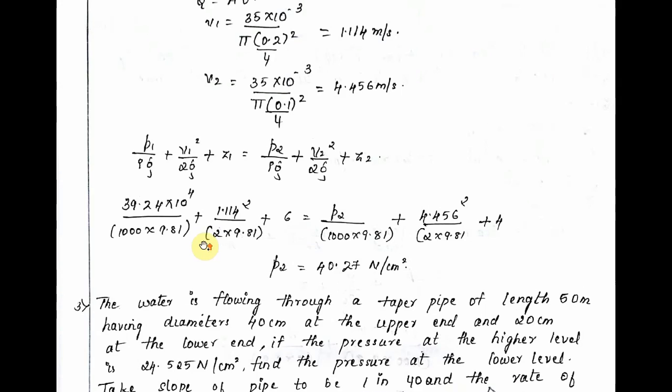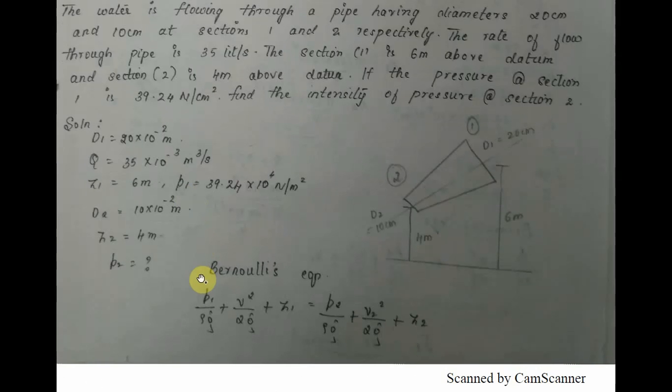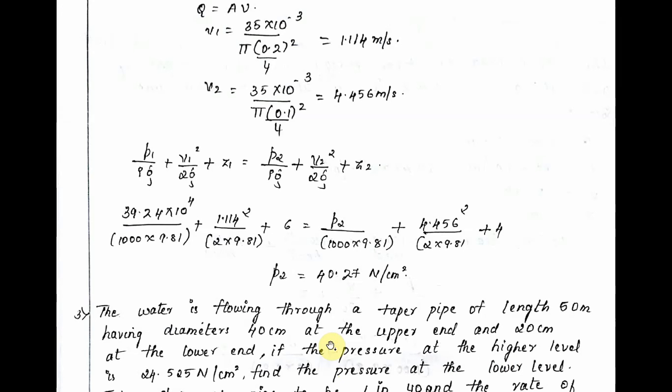So applying Bernoulli's equation, that is P1 upon rho into g plus V1 square upon 2g plus Z1 is equal to P2 upon rho into g plus V2 square upon 2g plus Z2. And we also know that Q is equal to A into V. Therefore, V1 is equal to 35 into 10 raised to minus 3 divided by pi into 0.2 square divided by 4, that is equal to 1.114 meters per second. And V2 is equal to 35 into 10 raised to minus 3 divided by pi into 0.1 square divided by 4, that is 4.4456 meters per second.